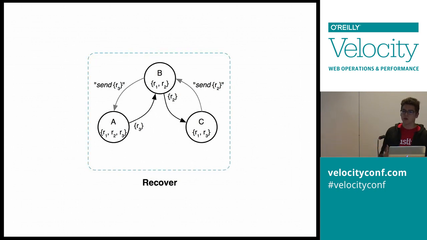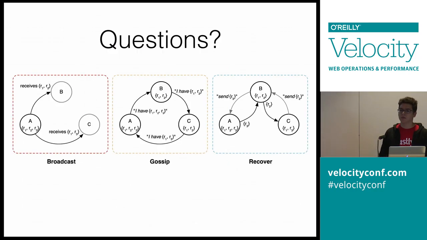So then the servers that notice they're missing some message ask for those messages to be resent. So B asks A to resend message 3. C asks B to resend message 2. And at the end of this round, everyone is up to date, and the message has been delivered everywhere.